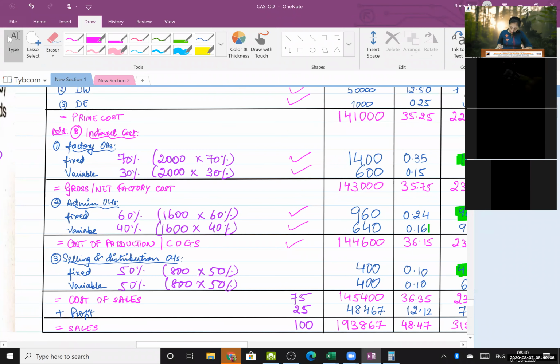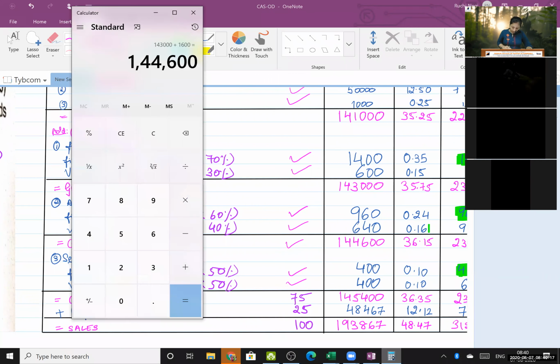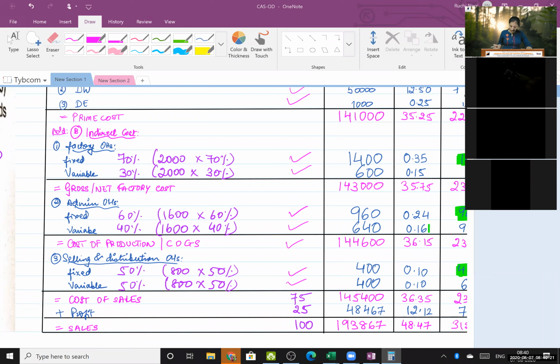Then selling and distribution overheads, this is easy. 800 has to be divided 50-50. So 400, 400. So 1,44,600 plus 800 is 1,45,400.